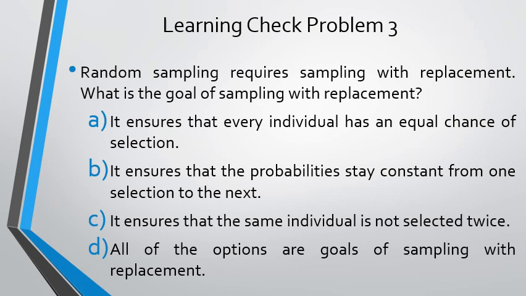You have to have the same probabilities of obtaining a sample each time. C, it ensures that the same individual is not selected twice. No, that's not true, because if you have sampling with replacement and you put everyone back in the pot, you could actually choose the same person twice. D, all of the goals of sampling with replacement. So you can see here that the answer would be B.